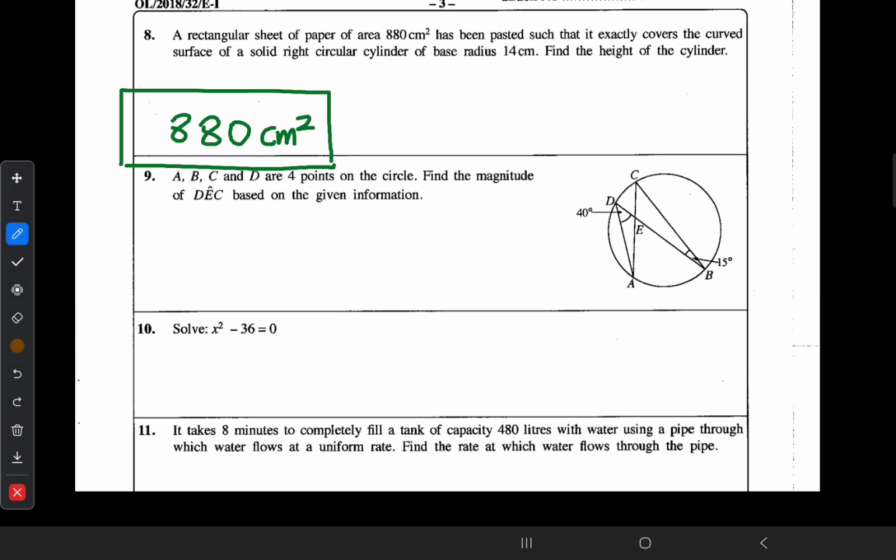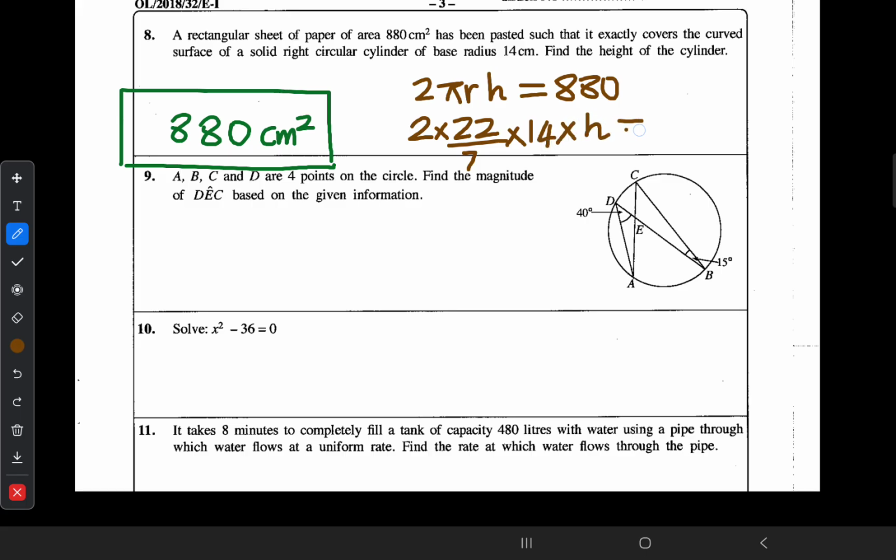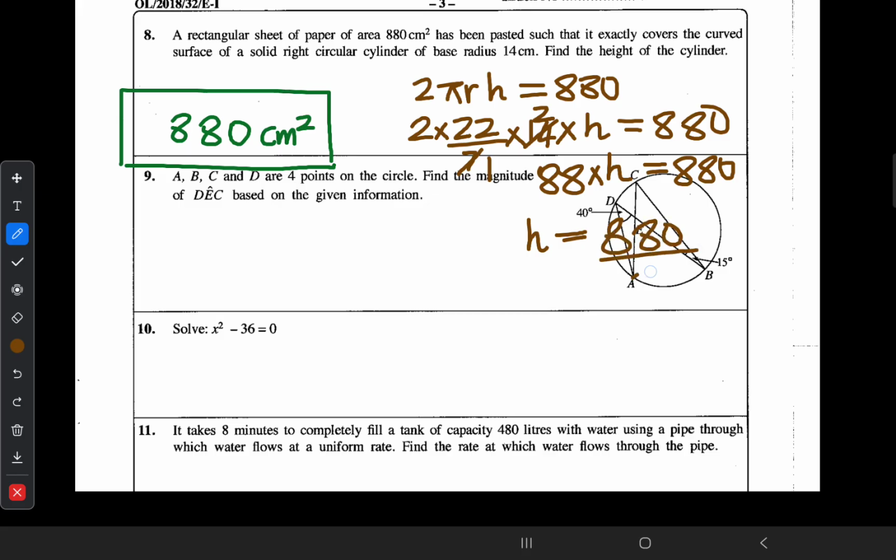So it would be 2 pi r h, that is equal to the curved surface area, 880. 2 pi is 22 upon 7, radius 14, and the height is the parameter we need to find. That equals 880. 7 and 14 can be simplified, one time, two times. So 2 times 22 into 2, h. So 88 times h equals 880.